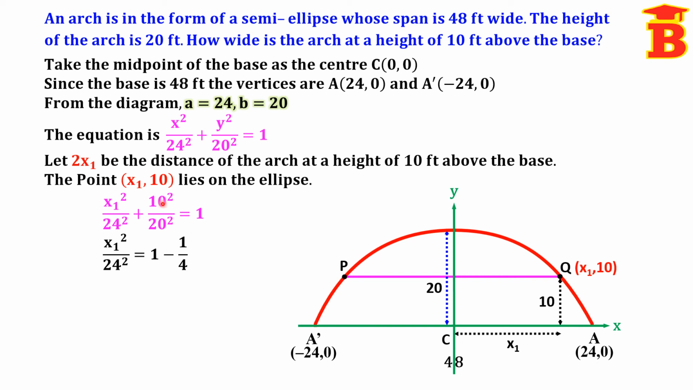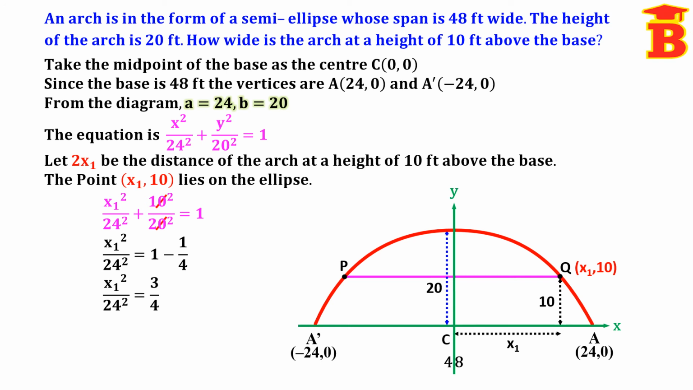This 10 square by 20 square, take to the right side, we get minus. Here itself we can cancel the 0 and 0. So we get 1 squared 1, 2 squared 4. That is 1 by 4. Now take LCM 4. We get 4 minus 1 is 3 by 4. See that on the left side I am having a square, so next step I am going to take the square root.